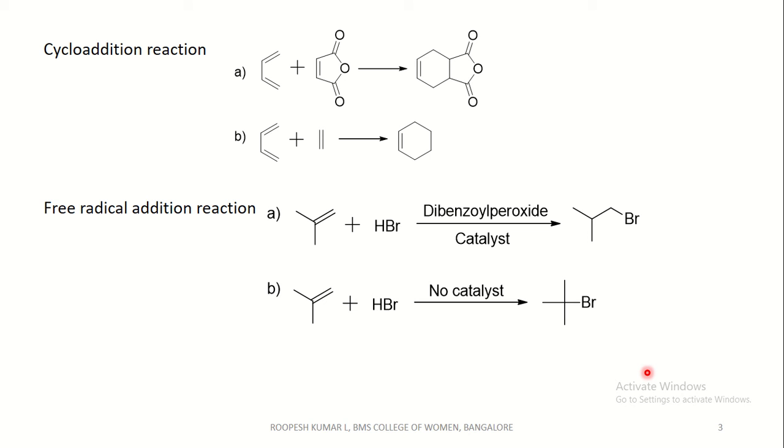Coming to the next reaction, free radical addition reactions, which go through the mechanism of free radical reaction. Isobutylene reacts with hydrogen bromide in the presence of dibenzoyl peroxide catalyst to form secondary butyl bromide. And coming to the second one, the same reaction without catalyst gives tertiary butyl bromide. The first one follows anti-Markovnikov's rule, and the second one strictly follows Markovnikov's rule.